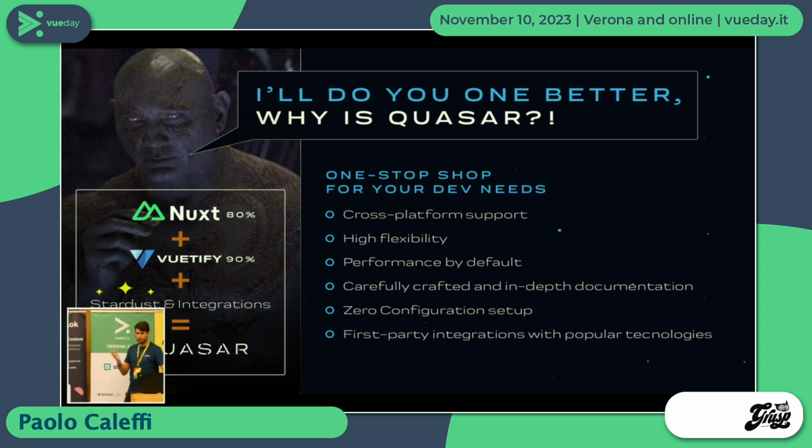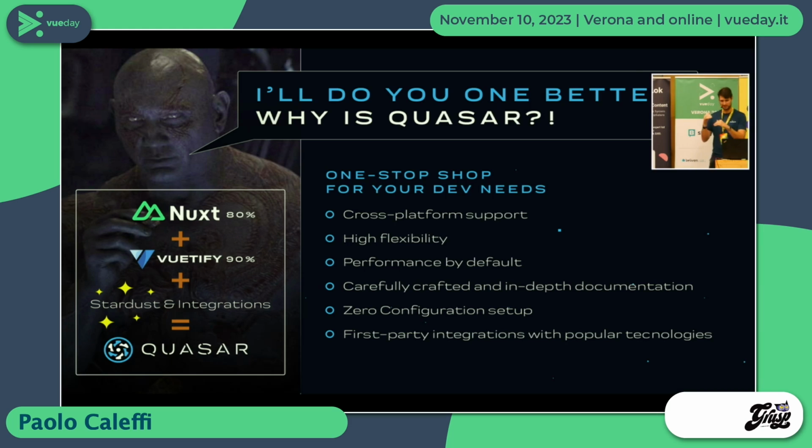Then it's zero configuration. You just run yarn create quasar or npm create quasar, or pnpm, now everyone is using that one. So pnpm create quasar, and you get a fully working application. Then we have a lot of first-party integrations with popular technologies. I put here Next 80%, Next plus 90%, Vue plus something else equals Quasar. Maybe after what Daniel presented today it is 70% Next, 60%. Okay, we'll catch up, don't worry.